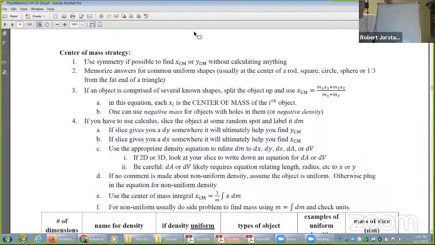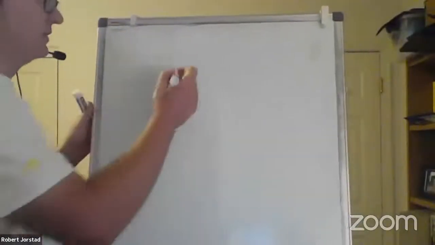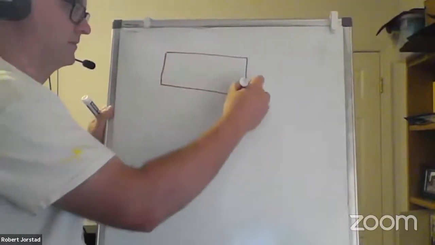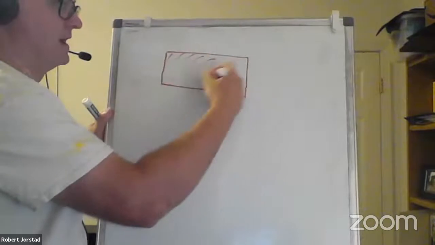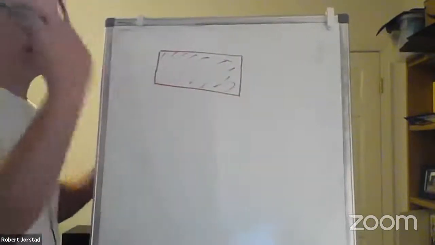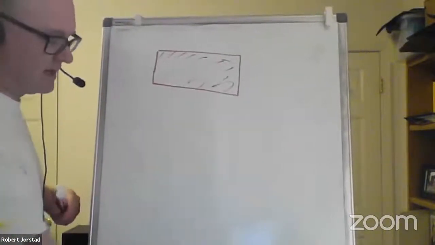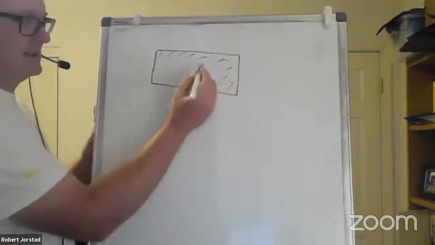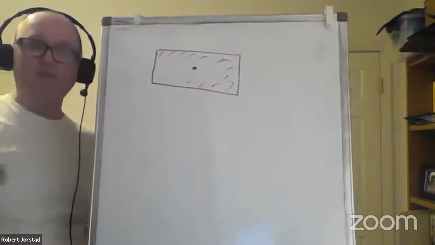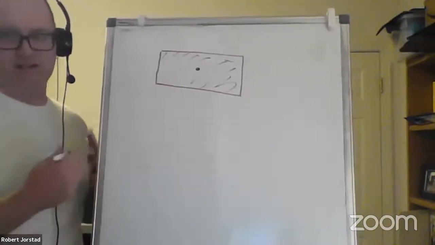Let me just start here. If I drew a rectangular plate, and let's say I made this out of aluminum, or a piece of cardboard or a piece of paper, most of you would have no trouble just saying, well, isn't the center of mass right in the middle? And you would be right. Why would you do calculus when you just know intuitively where the answer is?